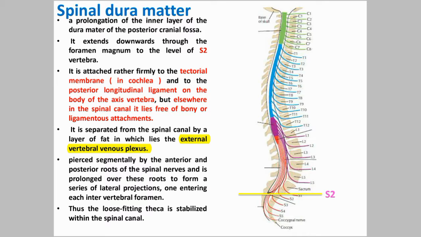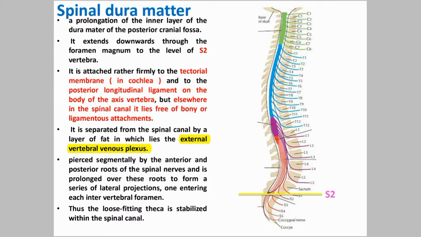The dura mater is pierced segmentally by the anterior and posterior roots of the spinal nerves and is prolonged over these roots to form a series of lateral projections. The importance of these projections is to stabilize this loose tissue, which is the dura mater.